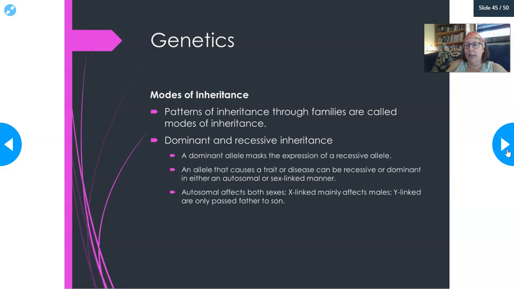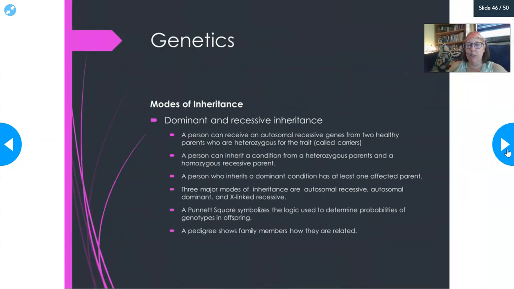So that's how you would inherit it. You can inherit it recessive, dominant, autosomal, or sex-linked. If it's a disease that's carried on autosomal chromosomes, then it will affect both sexes, so both boys and girls can get it. If it's X-linked, it will mainly affect males, and Y-linked are only passed from father to son. So those are the different ways it can be inherited.